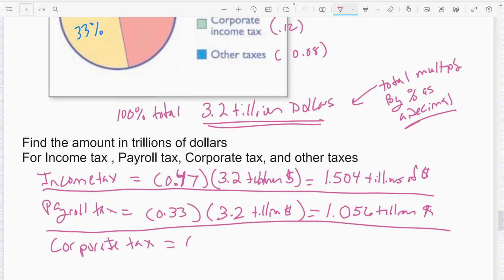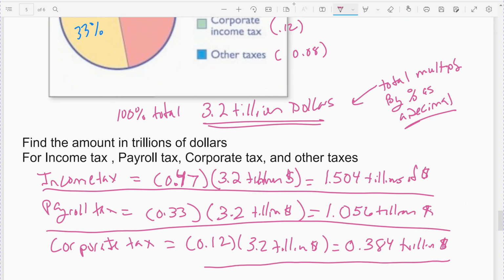All right, corporate makes up 12%. So as a decimal, that's 0.12, and you multiply it by your 3.2 trillion. And so corporate should be much smaller, and it is 0.384 trillion dollars. So it's 384 billion, in case you wanted to know, but we'll leave it in trillions.